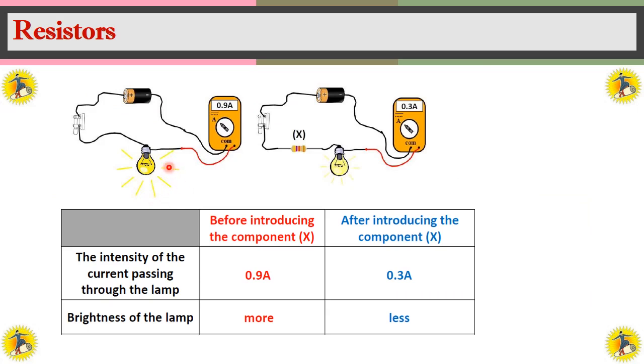First, let's compare the two experiments. In experiment 1, the current is 0.9 ampere. In experiment 2, it is 0.3 ampere. The brightness of the lamp in experiment 2 is less than the brightness of the lamp in experiment 1.